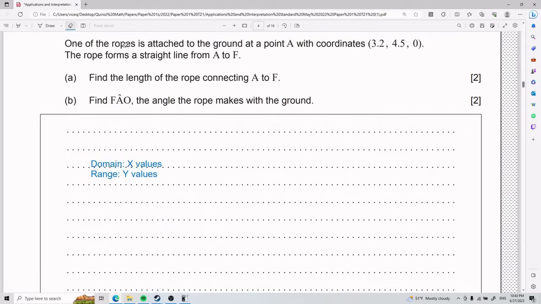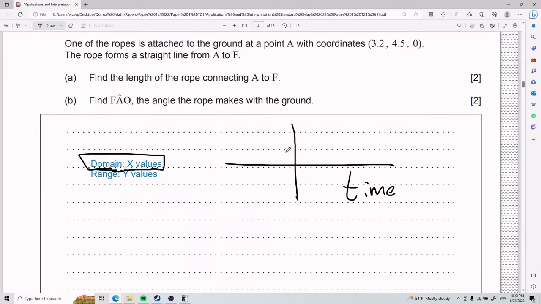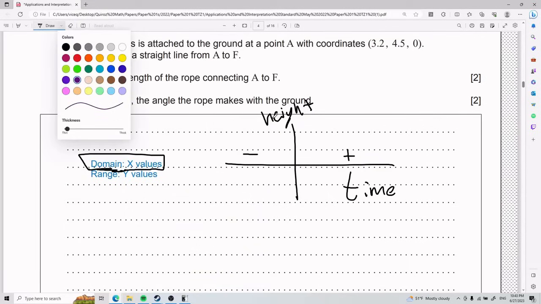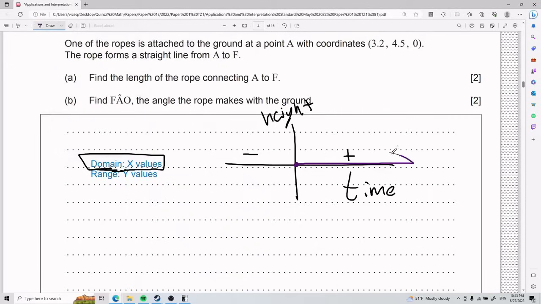I actually touched upon this earlier, right? So I have time for my x-axis, for my domain, and my y-axis is height. It makes sense that my domain has to be positive. I cannot have negative time. I can only have positive time. So initially, I would say, well, time has to be from 0 to infinity. That would be my first initial thought.